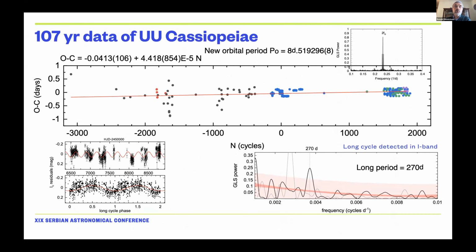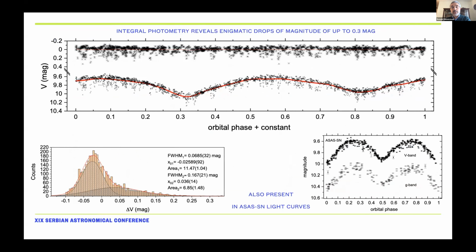Finally, I want to show the UE Cassiopeia analysis, considering almost a century of photometric data from different sources. We obtain a new orbital period for this binary, but interestingly, we also detect a long cycle in the I-band data of 270 days. And when we phase the I-band data with this long cycle, we obtain this light curve that I show here. So this is a relatively new result.